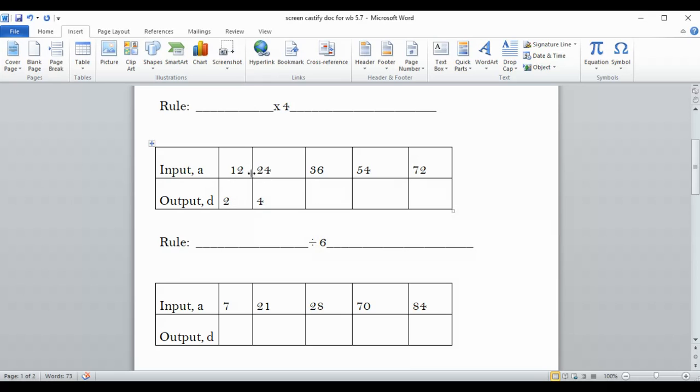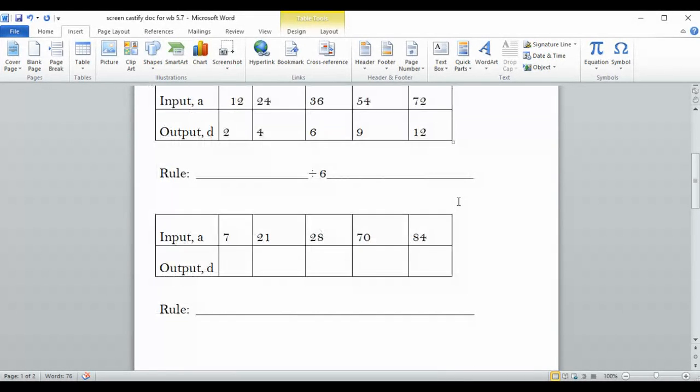Let's double check. 24 divided by 6 equals 4. That is true. So 36 divided by 6 is going to equal 6. And 54 divided by 6 is going to equal 9. And 72 divided by 6 is going to equal 12. All right, so let's try one more.